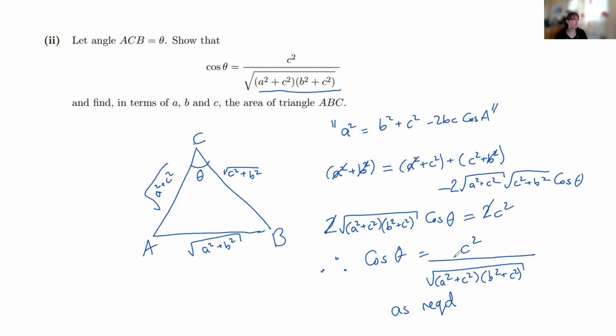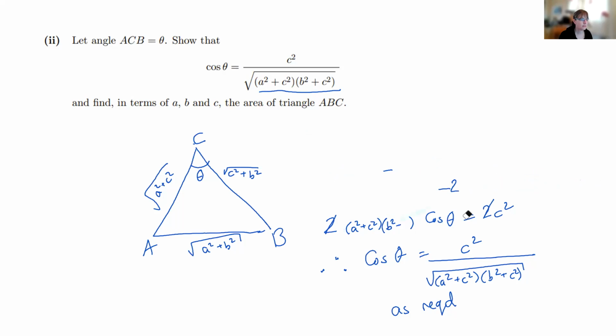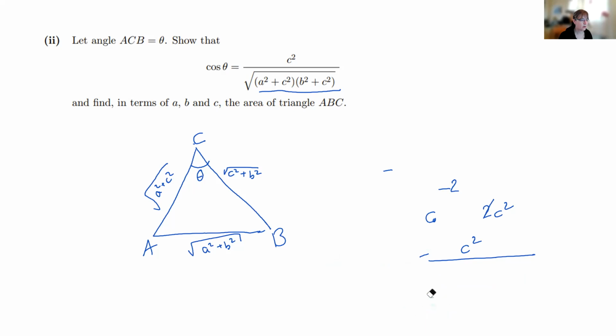Okay, the next part is find in terms of A, B, and C the area of the triangle. Now, what I'm going to have to do is get rid of some working so that I can do some more working. I'm just going to get rid of this lot. We've shown the required equation, so I still have that to refer to, which is good.